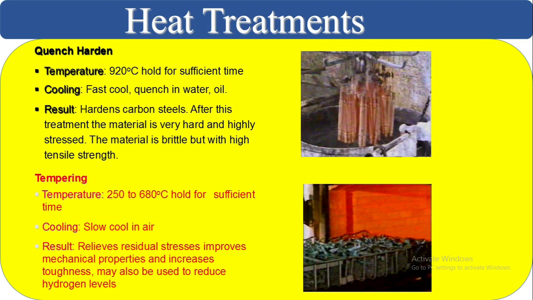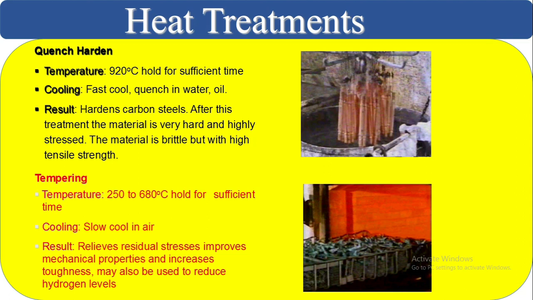So this is the requirement of the quench harden. Now the tempering. The tempering temperature should be 250 to 680 degrees centigrade, held for sufficient time. So you have to reach between 250 to 680 degrees centigrade and hold for sufficient time, that is called soaking time. And cooling should also be slow cool in air, that is air cooling only, and the result will be relief of residual stress, improved mechanical properties and increased toughness, and it may also be used to reduce hydrogen level.